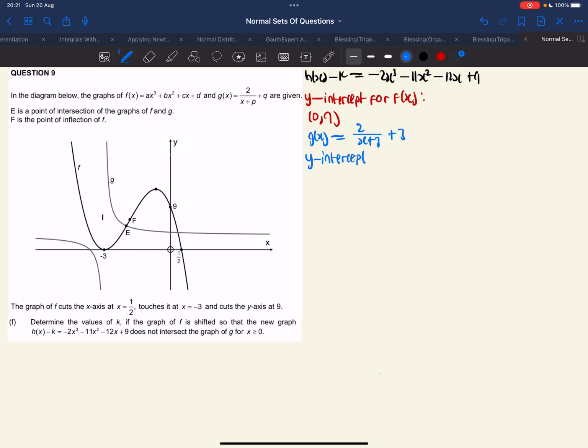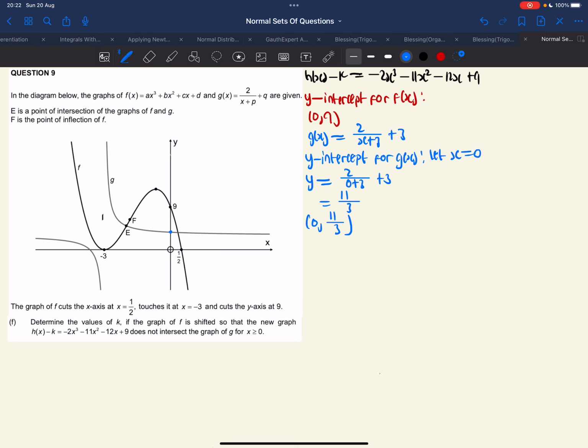Now we need to find the y-intercept. If we find the y-intercept for g of x, we're going to let x equal 0, and if we do that, y equals 2 over 0 plus 3 plus 3. We get 11 over 3. So the actual y-intercept is 0, 11 over 3. Okay, now we do have the y-intercept for the graph of g, and we also have the y-intercept for the graph of f of x.